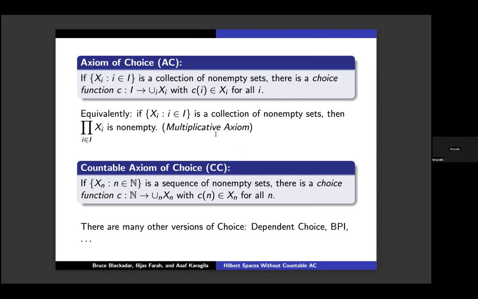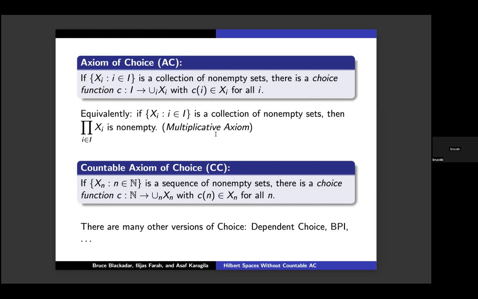So first, let me remind you what the axiom of choice says. This is one version of it. If you have a collection of non-empty sets, then there's a choice function that picks an element out of each set. Or another way of saying that is, if you have a collection of non-empty sets, then their Cartesian product is non-empty, because the elements of the Cartesian product are by definition just the choice functions. And then the countable axiom of choice, which we abbreviate CC, is the same thing, but where you just have a sequence of sets. So the index set is the natural numbers.